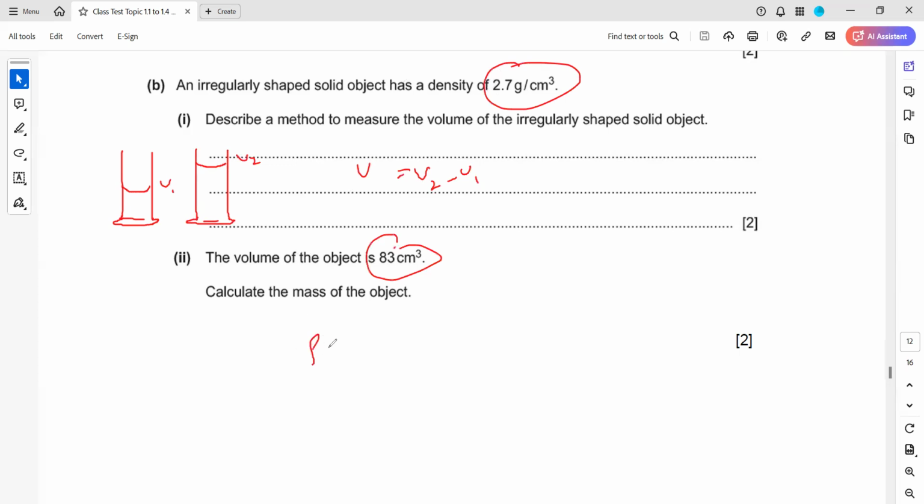The volume of the object is 83 and the density is 2.7. We need the mass. So density, always write the formula first. Density is mass over volume. So density is 2.7. The mass we don't know. And the volume is 83. 83 is divided, other side will be multiplied. So 2.7 multiplied by 83, that will give us the mass, and that will be in grams. So it will be 220 grams. If the density is kilogram per meter cube, then the volume should be in meter cube.